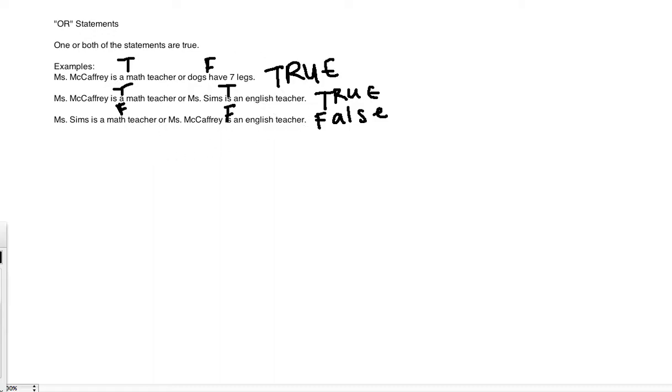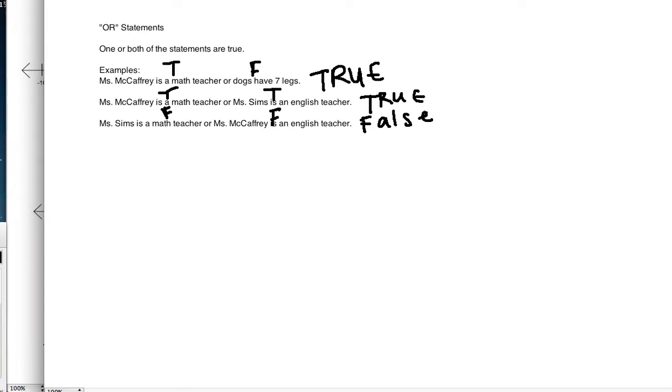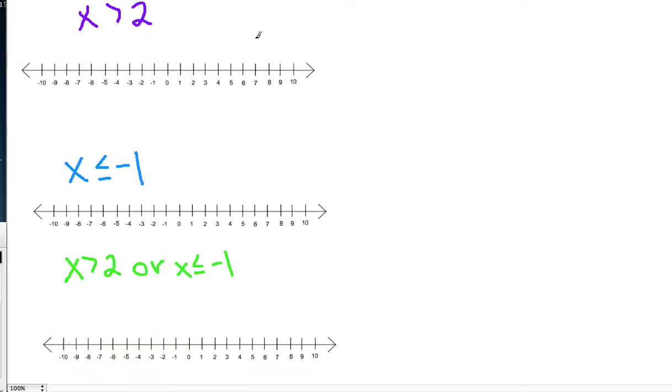Okay, so now if we look at our packet, our first example says x is greater than 2 or x is less than or equal to -1. I just want you to take a second to understand how we're going to end up graphing that. We're going to break it into 2 parts. My first part is the purple part, where x is greater than 2. So if I were to graph that, I have x is greater than 2.